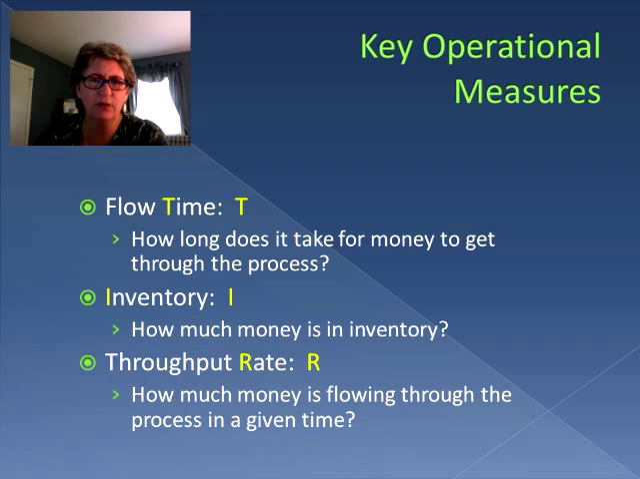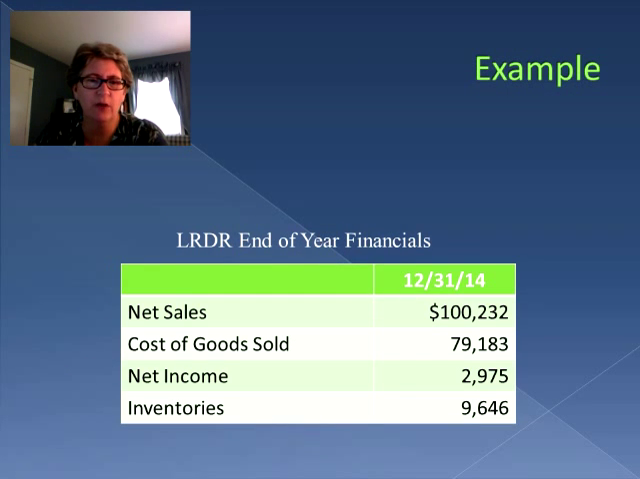So let's take a simple example. Here's a company called LRDR, and here are their year-end financials. We have a value for net sales, a cost of goods sold, net income, and inventories. So we need to identify the correct financials from this statement here to apply them to Little's Law. So we need to understand which value here is going to be our throughput rate and which value here is going to represent our inventories.